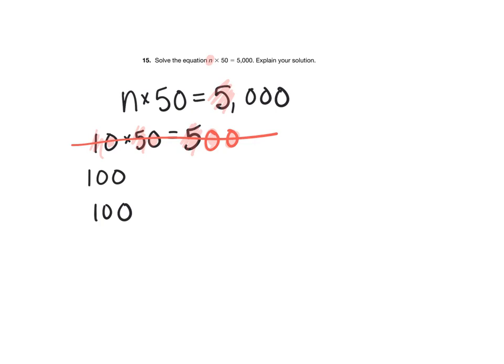If I take 100 times 50, we're going to multiply our non-zero digits first. 1 times 5 equals 5. And I've got 1, 2, 3 zeros. 1, 2, 3 zeros. So does that give me 5,000? Yes, it does.